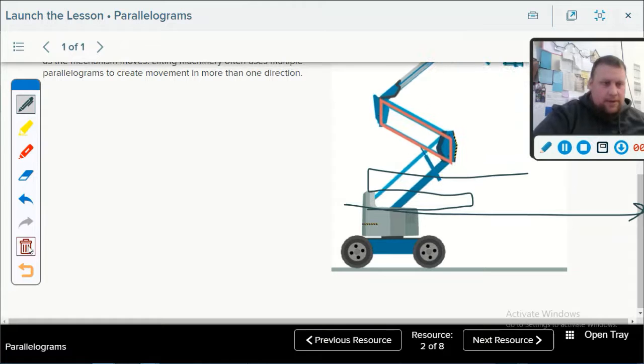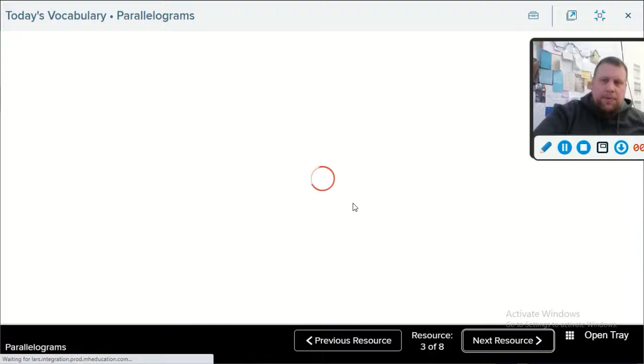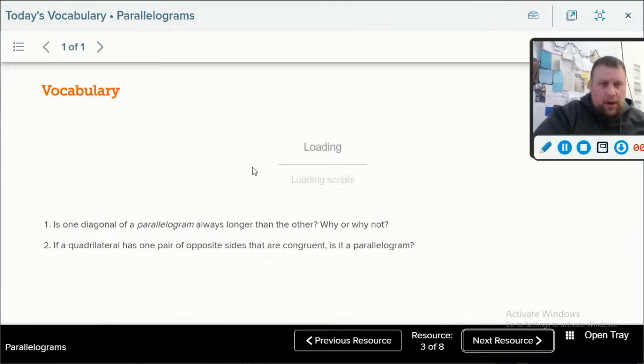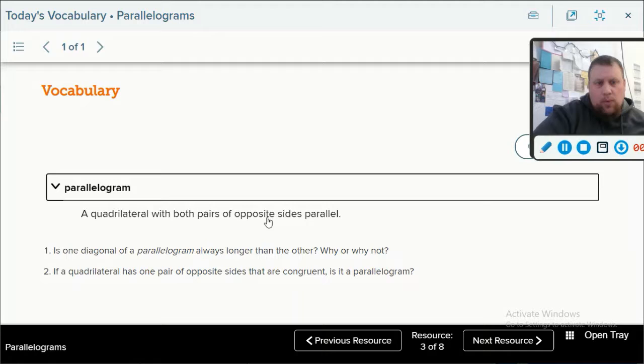All right, awesome. Let's go ahead and talk about parallelograms. There's a lot of properties that come with parallelograms. So here's what I want you to do. I'm going to kind of skip this overall drawing right here. So a parallelogram, vocabulary-wise, is a quadrilateral with both pairs of opposite sides parallel. Write this down, pause it as you need to, and then let's roll.